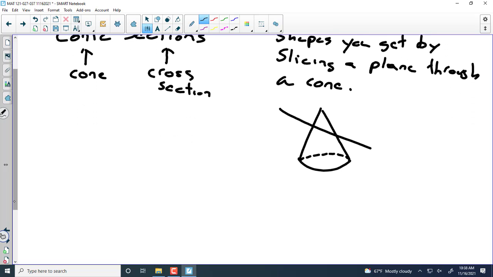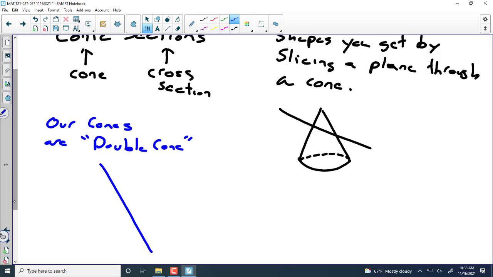What's kind of interesting though about cones is what we call a cone, a lot of mathematicians call half a cone, because it turns out the cones we look at in this class, we might call them a double cone. Because they are kind of two cones coming together at the tip, like that. So that's the shape we're going to be looking at.